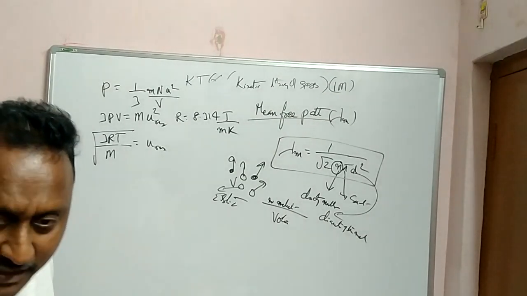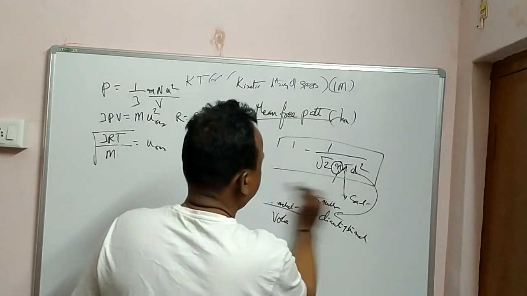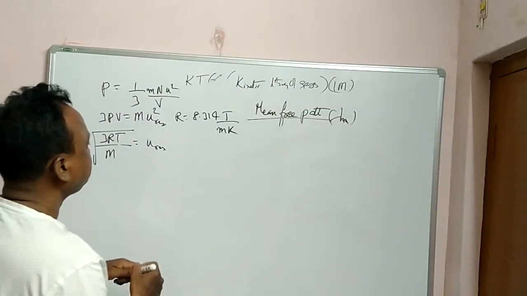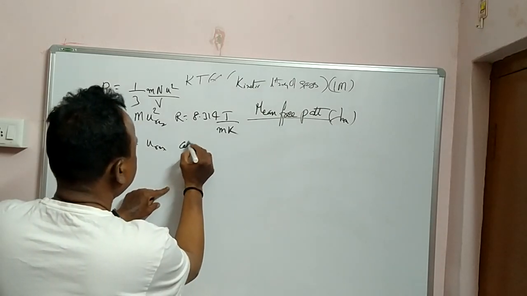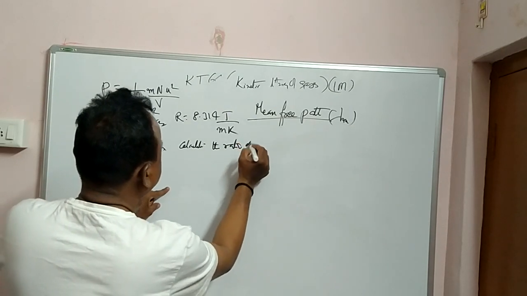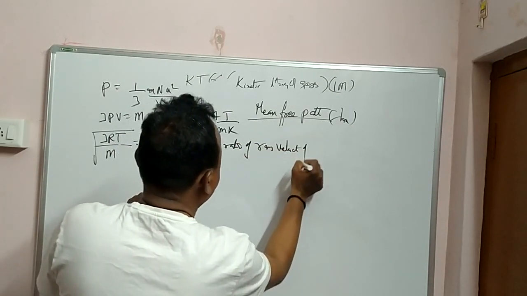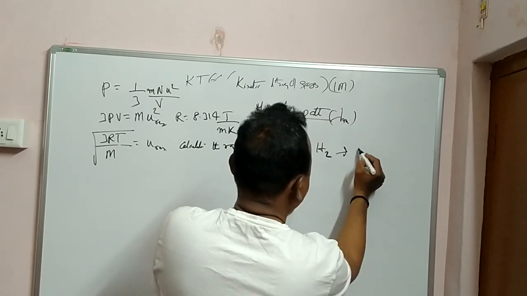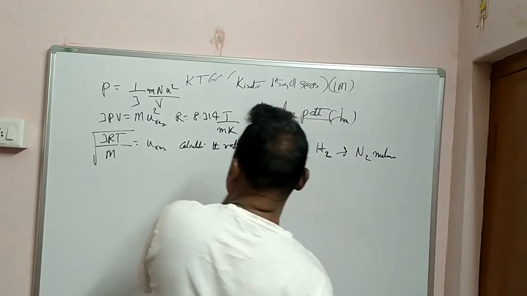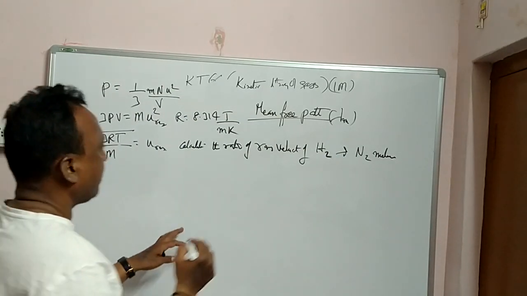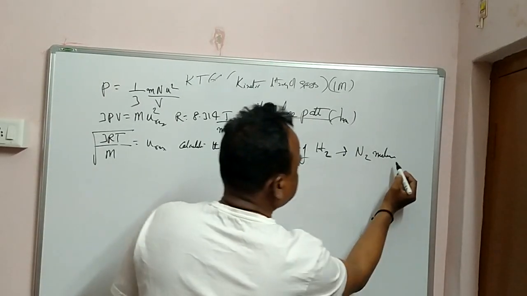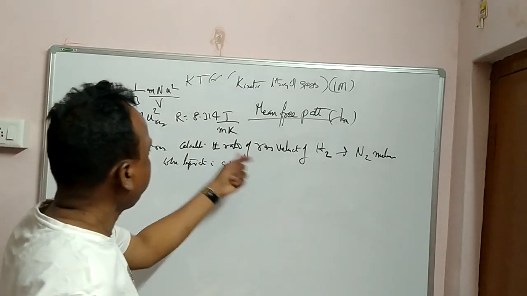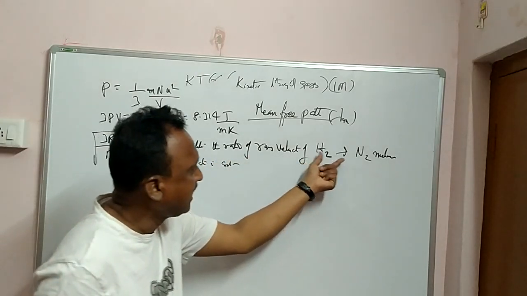Now we will do a small numerical regarding RMS velocity. Let us do a small numerical. Note down the problem. Calculate the ratio of RMS velocities of hydrogen and nitrogen molecule, whose temperature is constant. So here it is asking to calculate the RMS velocity of hydrogen and nitrogen molecule.